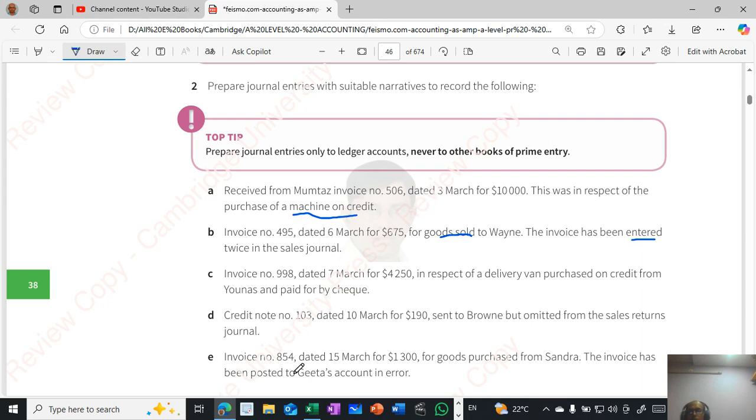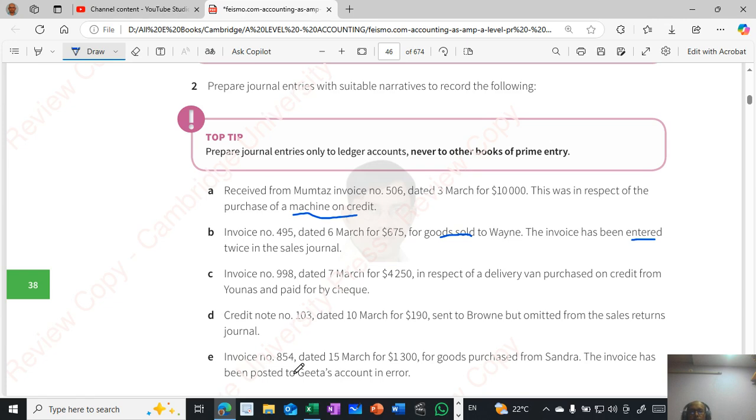Next, credit note number 103 dated 10th March for $190 sent to Brownie but omitted from the sales return journal. You have given the credit note but have not recorded it in the sales return journal. Now you record it. You write it in the sales return journal, and then the next step is to write the journal entry.